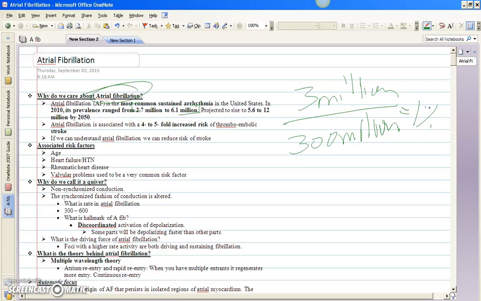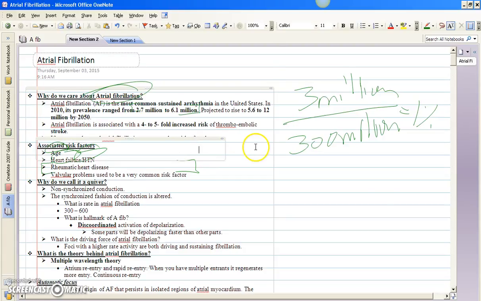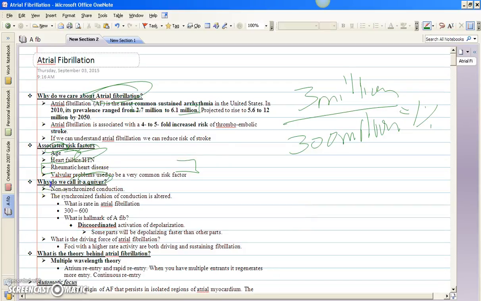So what are the common associated risk factors? Age, heart failure, hypertension, and a few others right here. So one common buzzword I've heard a lot in medical school is people call it a quiver. Why do we call it a quiver though? It's called a quiver because of non-synchronized conduction. The synchronized fashion is altered, right? So if you think about it, the rate is going to be in the 300 to 600 range. Let me scroll down a little bit for us.